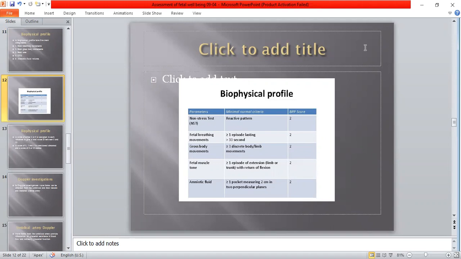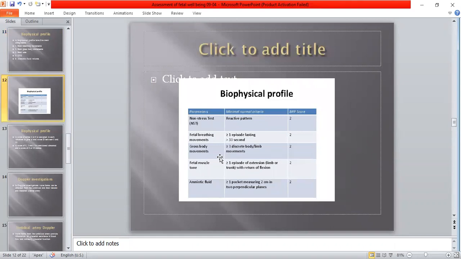If the fetal breathing movements are seen, more than one episode lasting for 30 seconds, a score of 2 is given. And if fetal breathing movements are not seen, a score of 0 is given. Fetal gross body movement: if more than three discrete body movements are observed, a score of 2 is given.